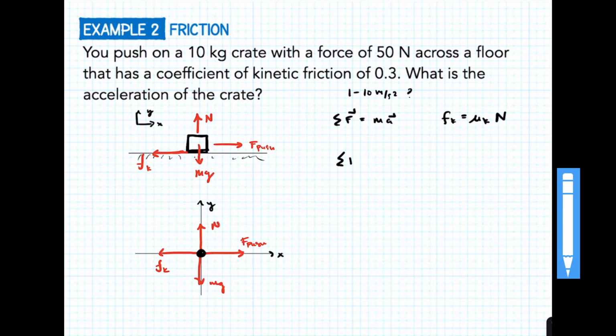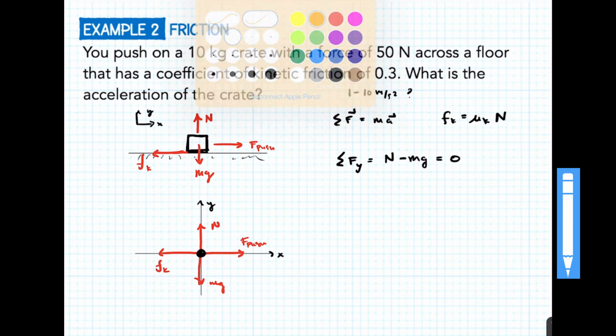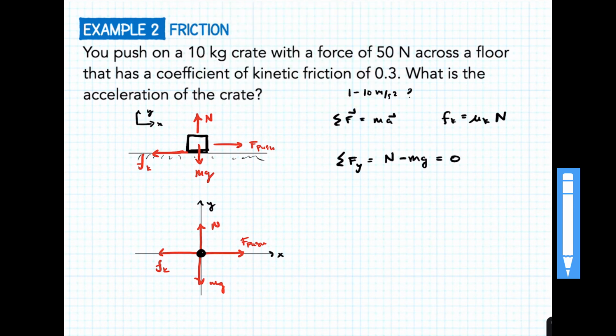So if we sum up all the forces in the y direction, that's going to be equal to the normal force minus mg. So the sum of all the forces is equal to mass times acceleration in the y direction. What's our acceleration in the y direction? 0, okay? Where is our acceleration? Yeah, in the direction of F push, probably.